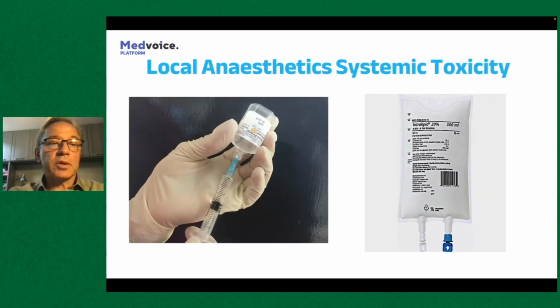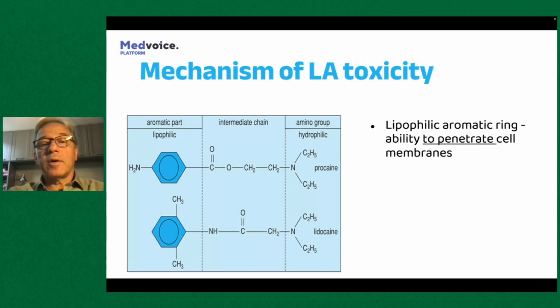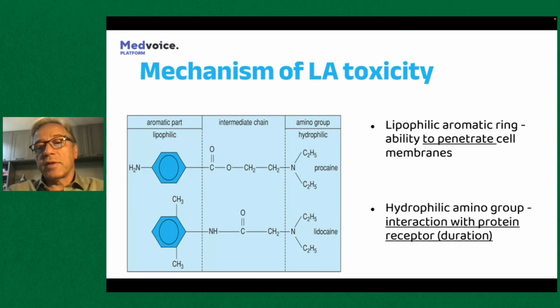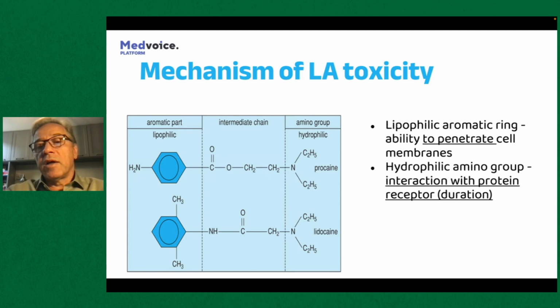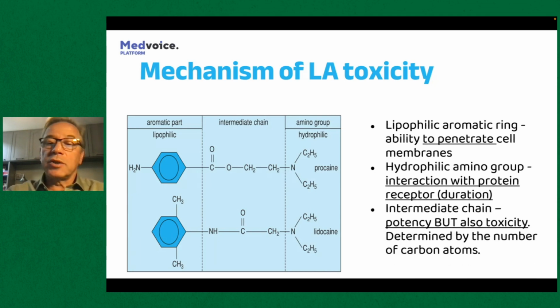Okay, now we're switching the topic and we're going to talk about local anesthetic systemic toxicity. Okay, so what is the mechanism of the local anesthetic systemic toxicity? As we touched upon already, it's in the molecule of the local anesthetic. We have a lipophilic aromatic ring, which helps us to penetrate the cell membranes. We have a hydrophilic amino group, which interacts with the protein, hence it gives the duration of action, and the intermediate chain determines the potency, but also determines the toxicity.